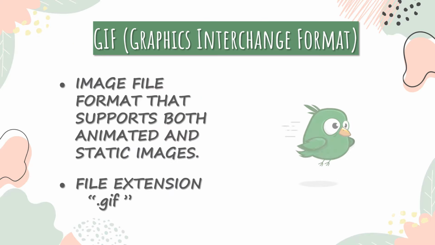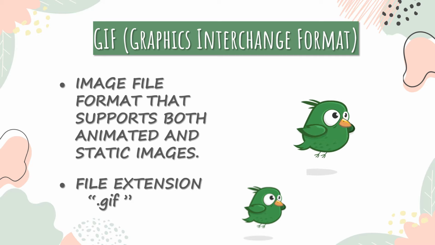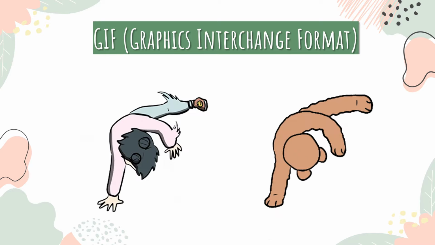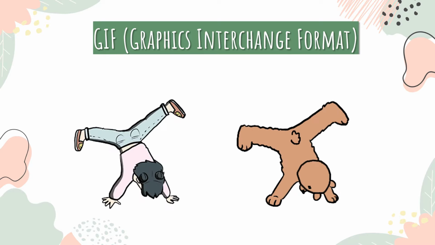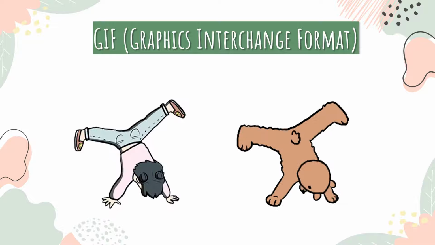Next is Graphic Interchange Format, or GIF, pronounced as GIF or GIF. It is an image file that supports both animated and static images. It also supports transparency. GIFs aren't actually videos, so we call them animated pictures. You've already noticed that they don't have sound.